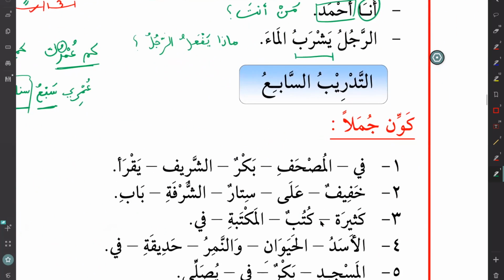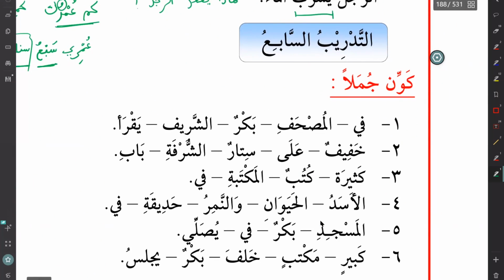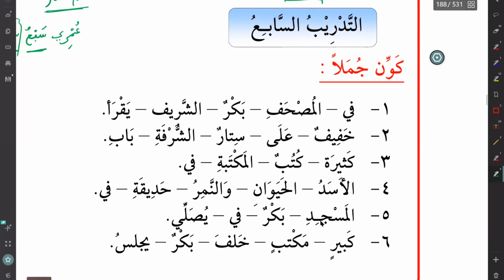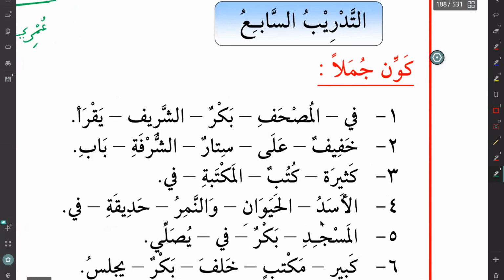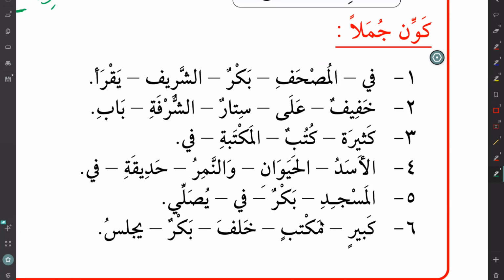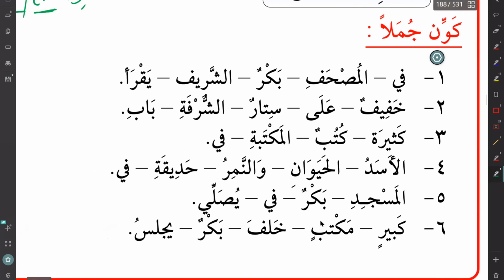Okay, so the next tadrib we have is tadrib السابع, the seventh exercise. It says كون جملا. كون means to make. Jumalan is the plural of jumla. That means make sentences. Okay, so this one looks interesting. They give you words, and we have to rearrange them in order to make a complete sentence.